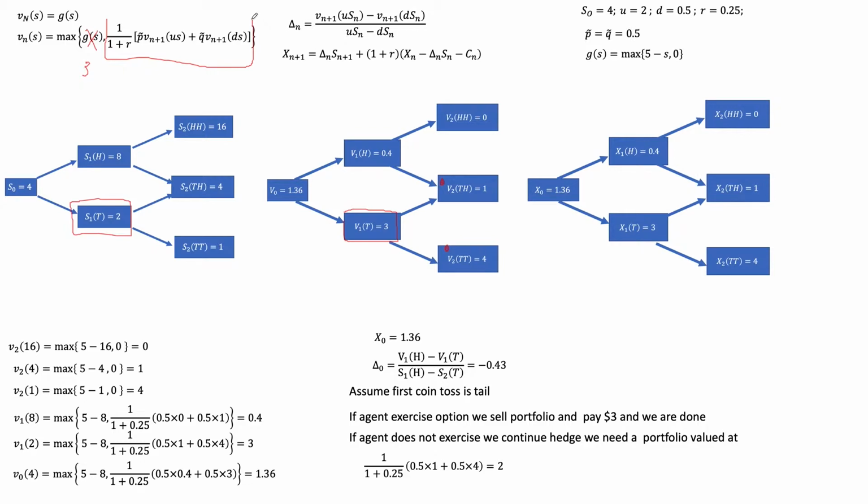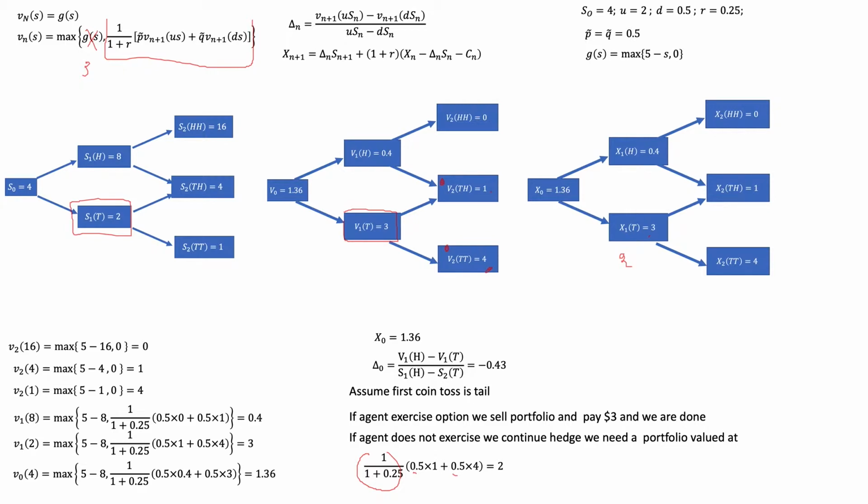And for that, we can just use this formula, which is we discount the value in the up and the value in the down scenarios, each weighted by their probability, and you find $2. So notice what's happening here. We need $2 really to hedge. We need the value of our portfolio to be $2 to hedge if the guy is not going to exercise the option when we get a tail.